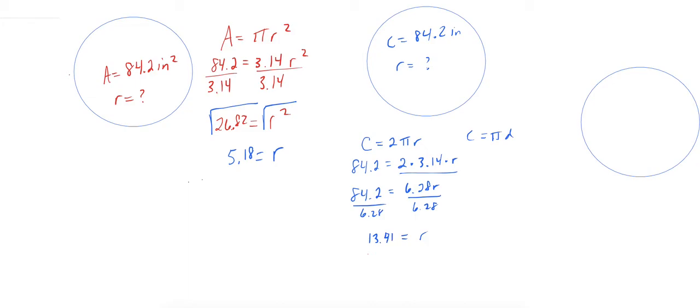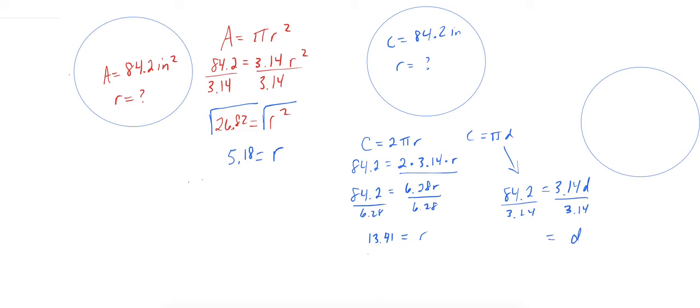Now, let's say I use this formula instead. So again, same problem. We fill in the things we know. We know the circumference. Circumference equals 84.2 is equal to 3.14 times the diameter. I'm going to divide both sides by 3.14 to get the d by itself.